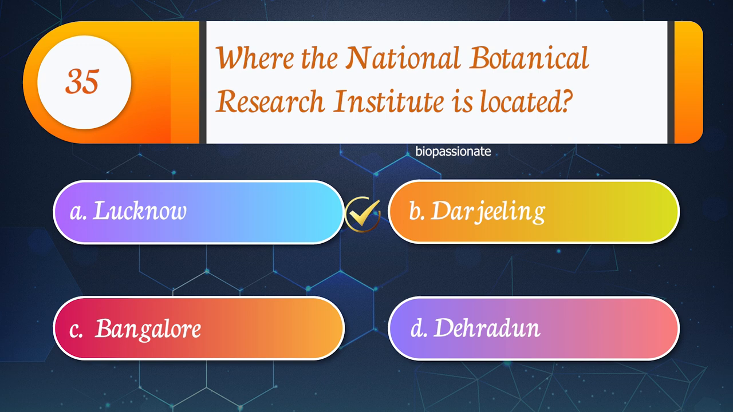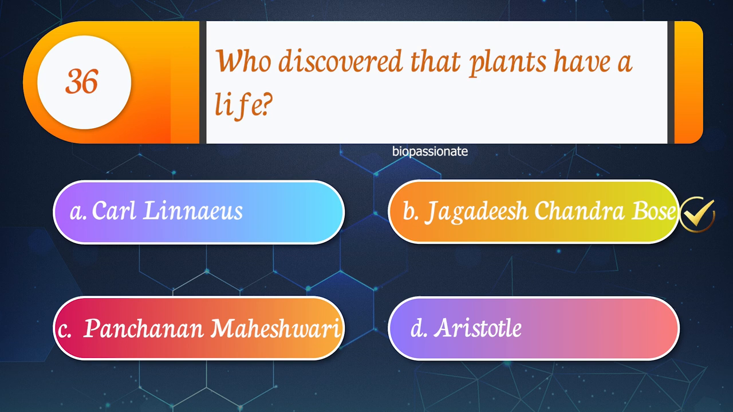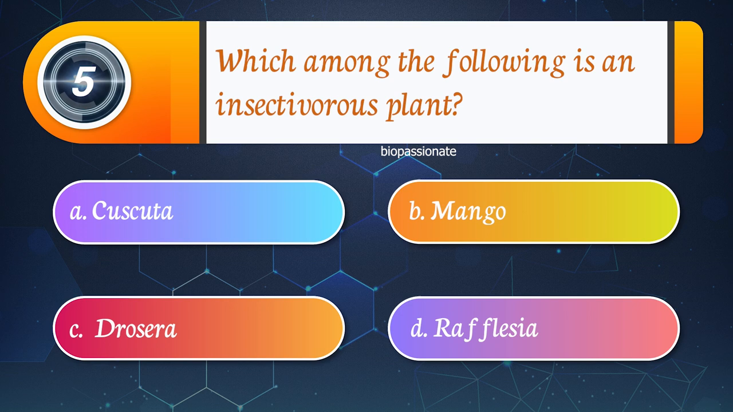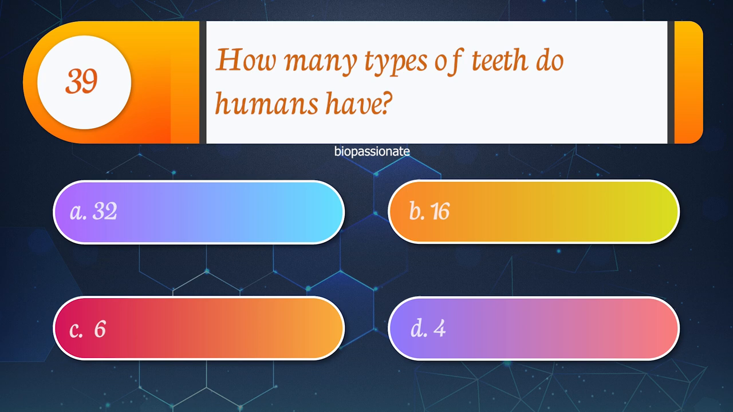Who discovered that plants have a life? Jagadish Chandra Bose. Which among the following is an insectivorous plant? Drosera. Which organism is not included in the five kingdom system of classification? Viruses. How many types of teeth do humans have? 4.